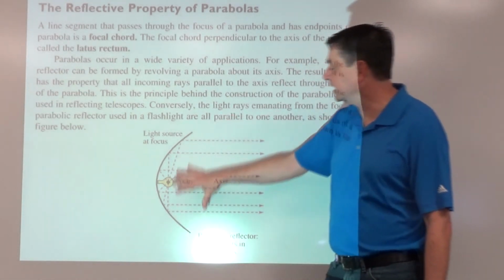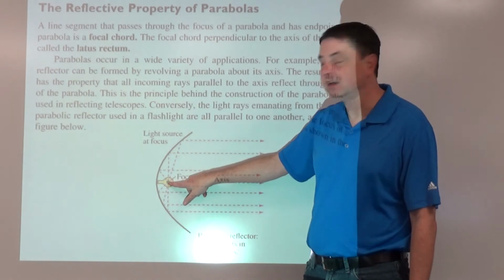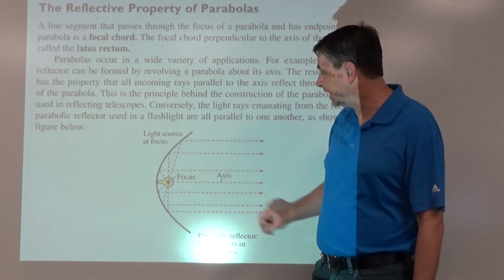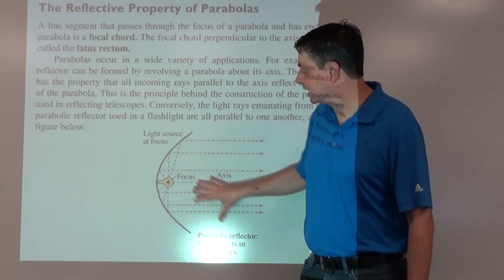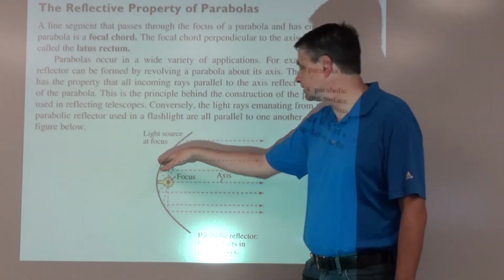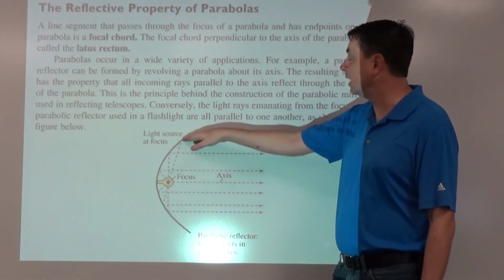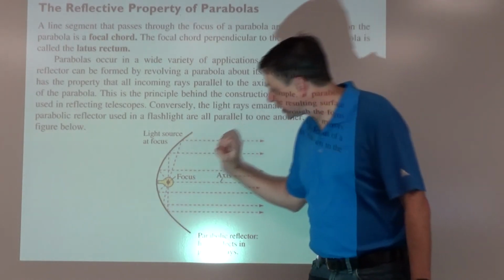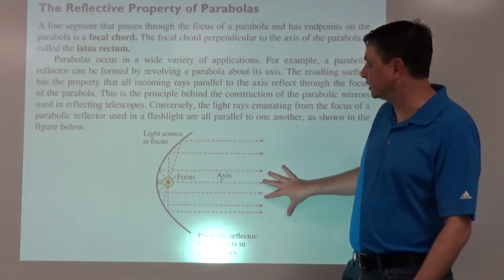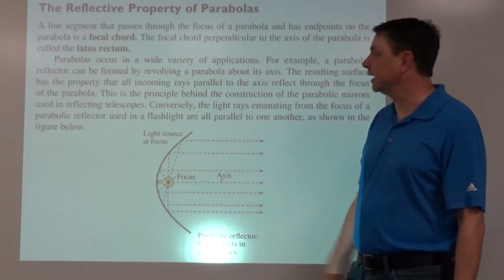So the idea here is that if we have a light shining this way, the parabola is going to focus it, or it's going to hit there and send all of these parallel lines out like a headlight. So it shines here, and then it focuses everything back and bounces the light back here.